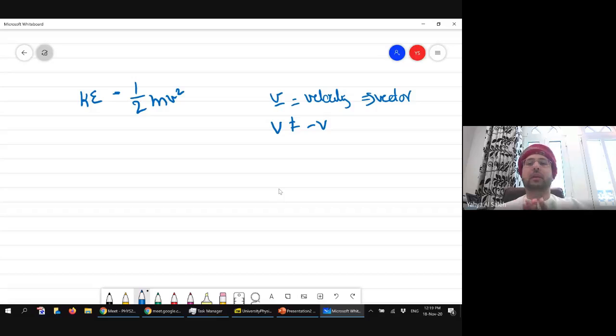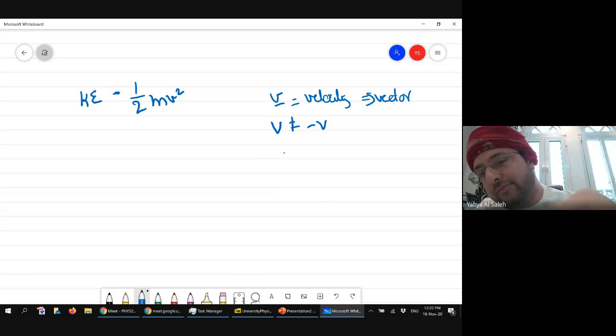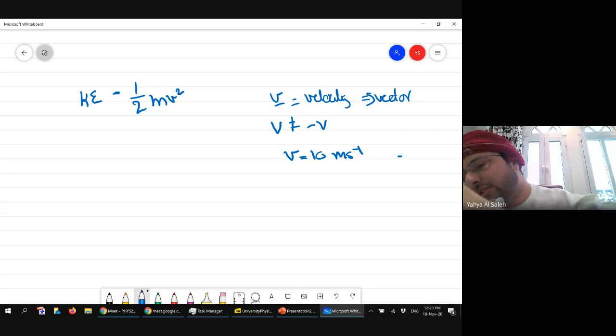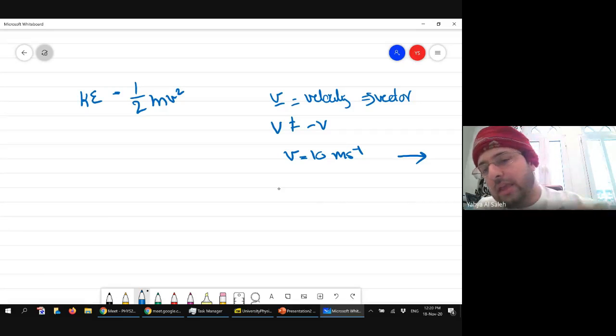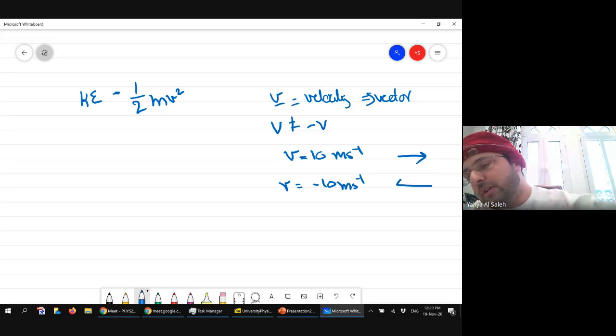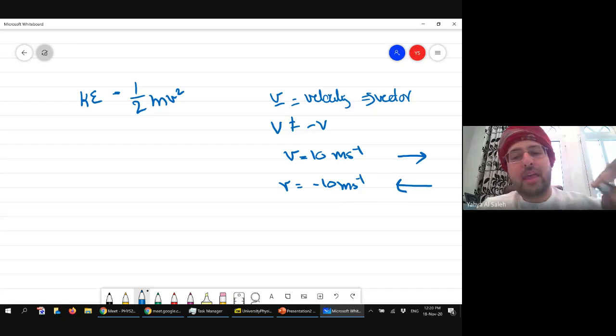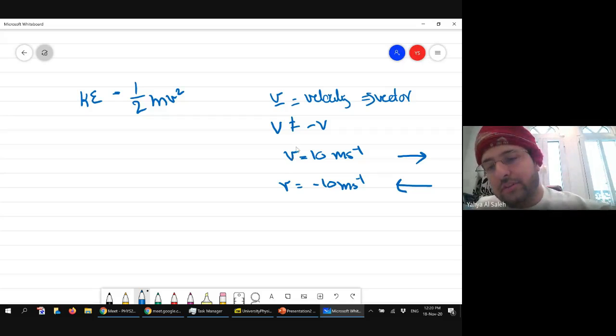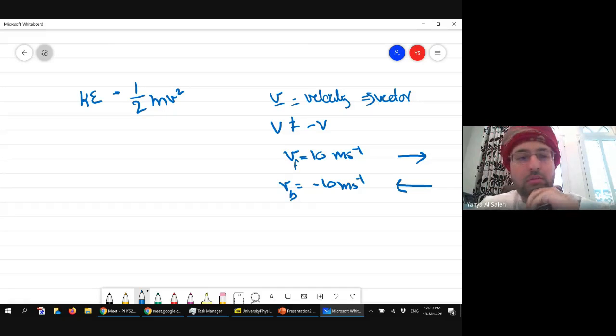Okay, it means that v is not equal to minus v. They're opposite vectors to each other. Now, here is the problem. Say I have v equals 10 meters per second, which means it is going in this way. And I have v equals minus 10 meters per second, which is going this way. I will call them v forward and v backward.